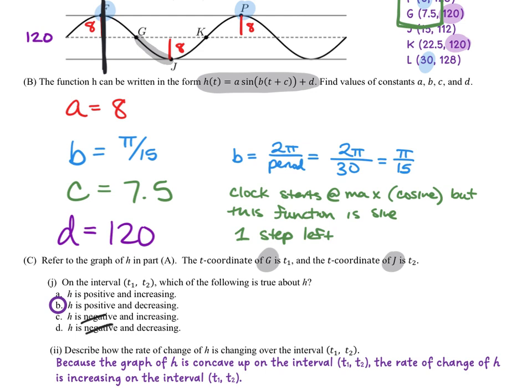We wouldn't answer H as negative. We're getting positive values. The Y outputs are positive. And on that section, is it going up or going down? Down, so it's decreasing. That's why we chose answer choice B.